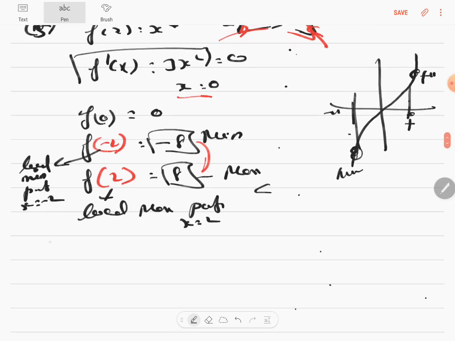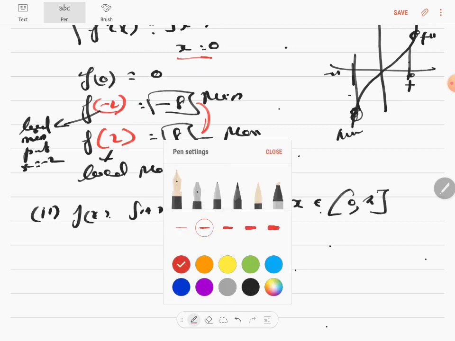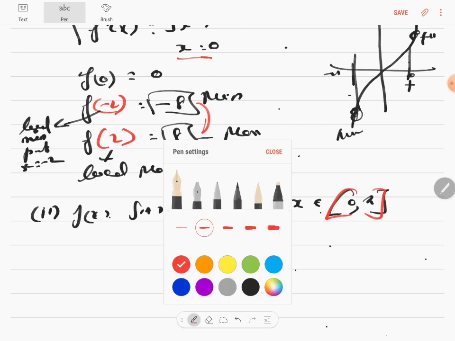The next sum is the second subdivision, where f of x is equal to sin x plus cos x. Let's differentiate this, and they have given an open interval or closed interval. Yes, x is an element of the closed interval 0 to pi. So I told you, whenever there's a closed interval, mark it with a red color so that you remember to do it. Then just differentiate it.